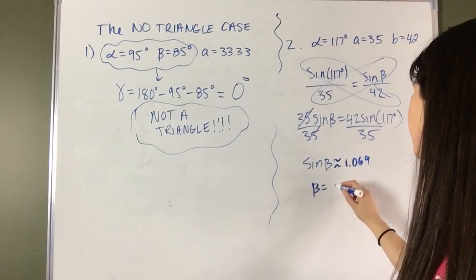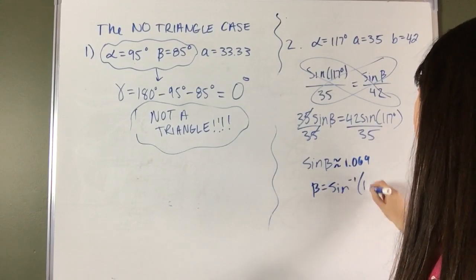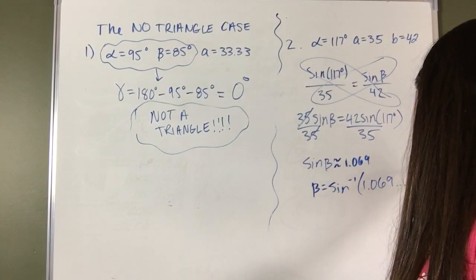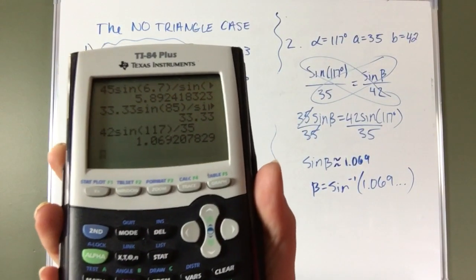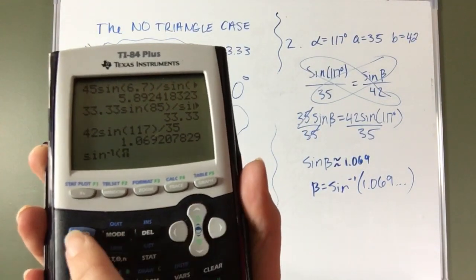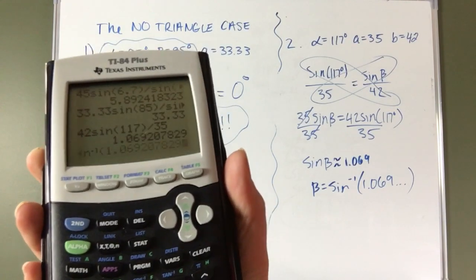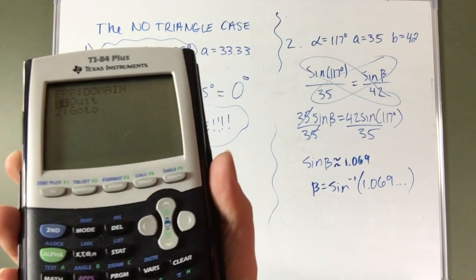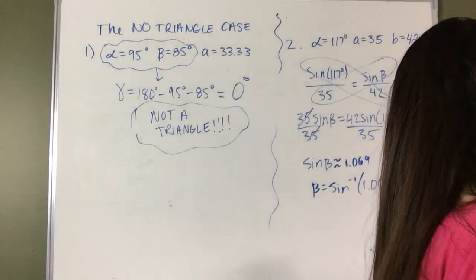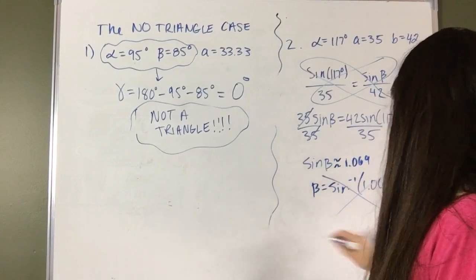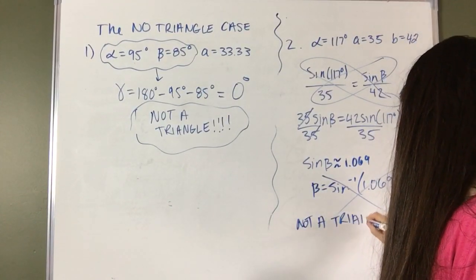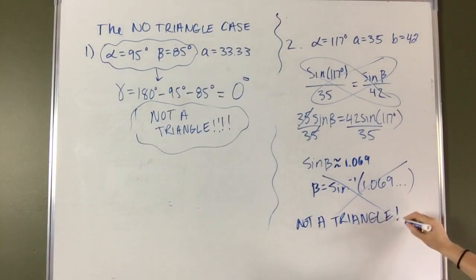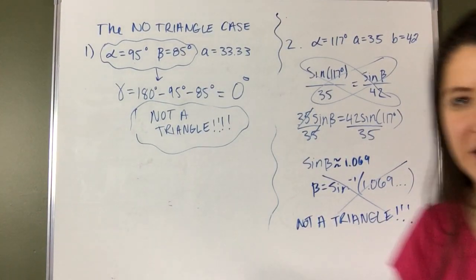And even if you didn't realize that, if you try to take the arc sine of this number in the calculator, I'll keep that big number in there, arc sine of that number. Nope, domain error. So can't do it. So this is not a triangle. All right, that's it for this one.